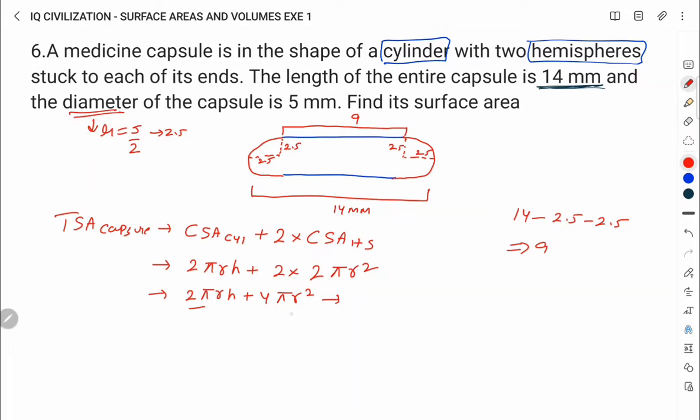See, 2 pi and the radius up to here are common. So what I will do is take 2 common, pi common, r common. So here it is h plus 2r. So this is 2 into pi is 22 by 7 into r, how much? This is 2.5 into the total height of this cylinder part, right? So 9 plus 2r, 2 into 2.5, very nice.